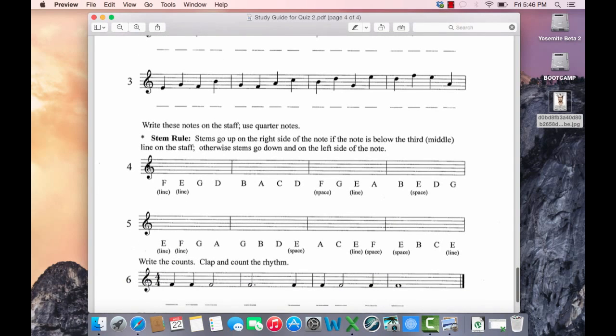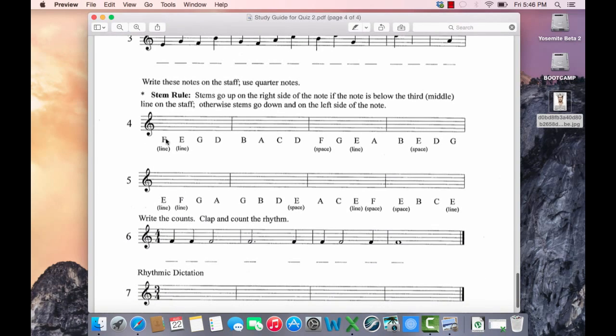Now, for finishing this worksheet, it asks you to draw an F on a line. So this F that's in the first space would not be correct. It wants you to use the F on the very top in the line here. Here, E, it wants you to put it on a line, and the first line is E. F, the first space, is where F is, and E, again, for the line, is the first line. E on a space is not the first line, it would be the last space.